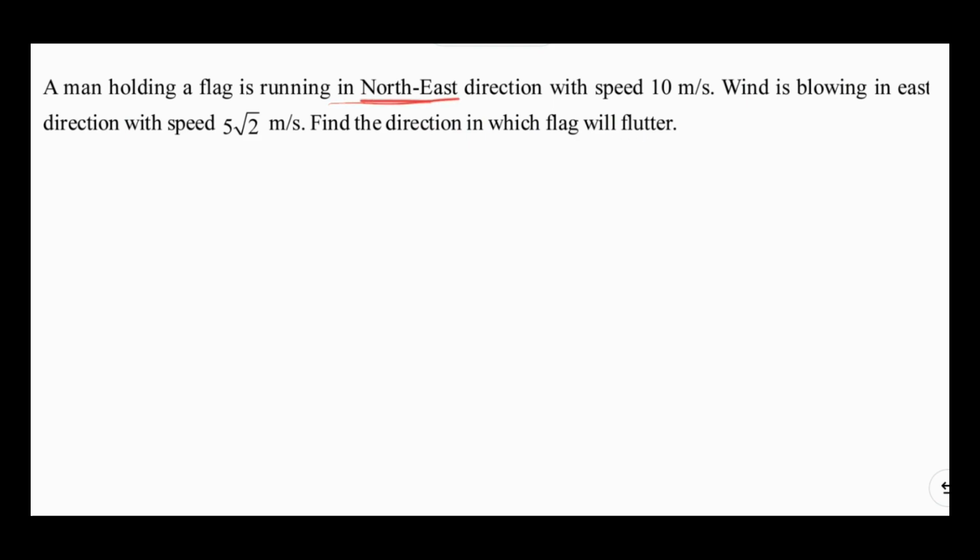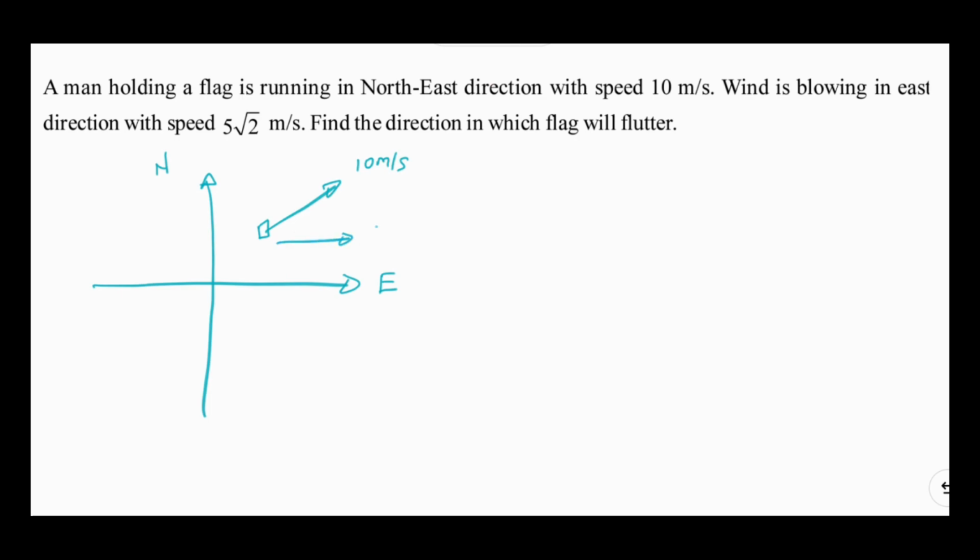So there is a man who is going in northeast direction. Let us draw its diagram. I am assuming this to be east direction, this to be north direction. The man is going in northeast direction and the speed of the man is 10 meter per second. Now wind is blowing in east direction with a speed of 5√2 meter per second. So the direction of wind is in this direction, east, with a speed of 5√2 meter per second. We need to find the direction in which the flag will flutter.